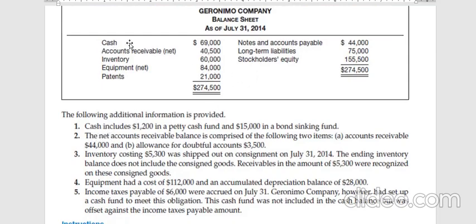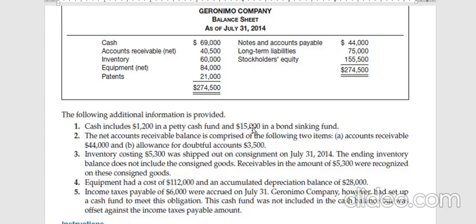Cash, we had a balance of $69,000 and cash includes 1200 in petty cash funds. It means that inside this $69,000, $1200 is present, and the source of that is petty cash. So this is correct. As per the rules, petty cash should be added to the cash, so there is no issue in this thing. Cash includes 1200 in petty cash funds, no problem.